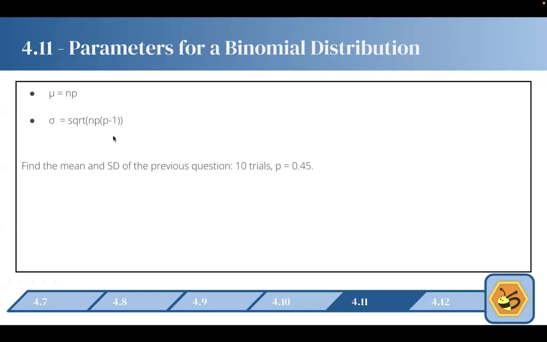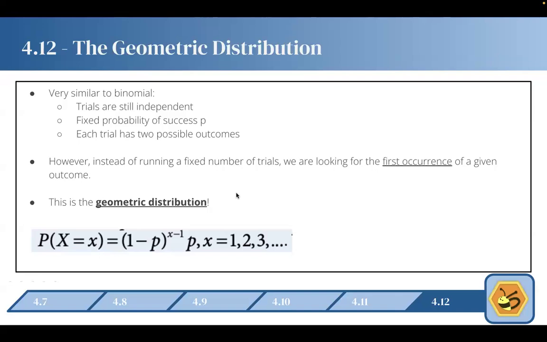So if we calculated that, we would find that 10 times 0.45 is 4.5. And then the standard deviation is the square root of 10 times 0.45 times 0.55. So that would be these answers here. Any questions with how we did that before we move on to the geometric? Again, pretty simple. I believe this is on your formula sheet. If I'm wrong, somebody can correct me, but I think it is. You can take a look at that.